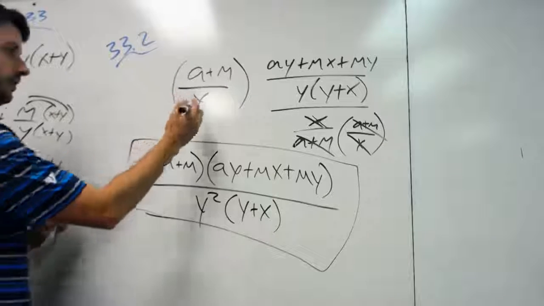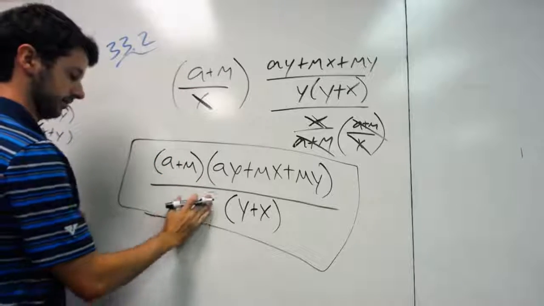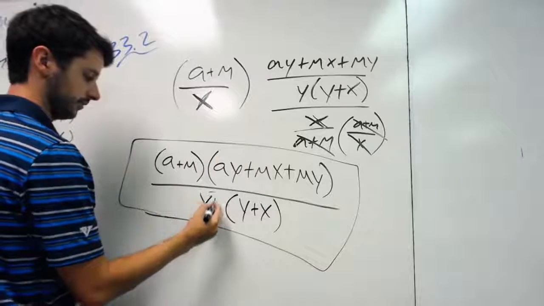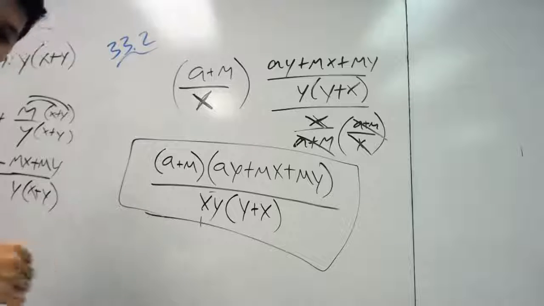Sorry, this is an x, isn't it? That is an x. So it would be x times y, xy. My bad. But that would be your answer. You got the point. That is how you do those problems. So that is complex fractions.